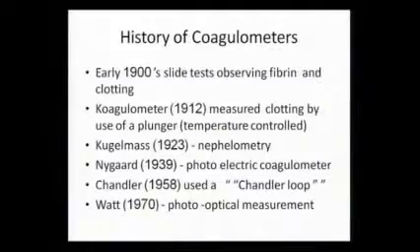Talking about the history of coagulometers, it starts in the early 1900s with the slide test, which observed fibrin and clotting. Then in 1912 came a coagulometer that measured clotting using a plunger and temperature control. Quiggle-Mass used nephelometry in 1923, Nygaard in 1939 used the photoelectric coagulometer, and Chandler used the Chandler loop in 1958. And Watt in 1970 used photo-optical measurement of clotting.